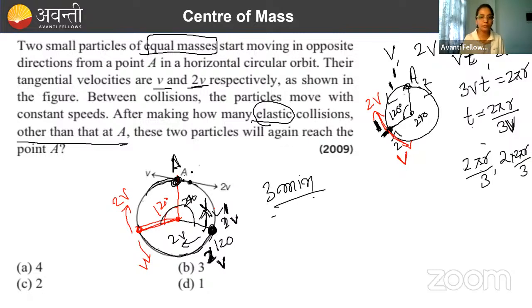So if we deduct the collision at A, then after how many collisions are they meeting? After 2 collisions. Did you get my point?